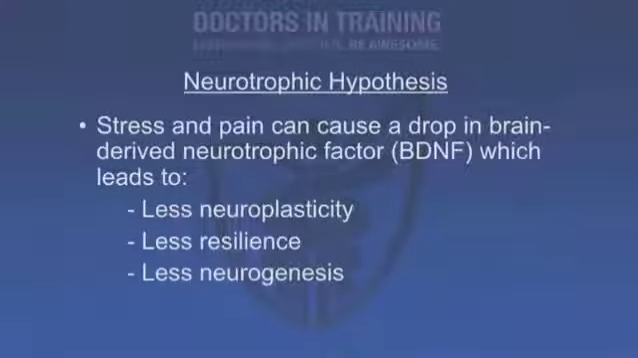Stress and pain can cause a drop in brain-derived neurotrophic factor, also called BDNF. This drop in BDNF is going to lead to less neuroplasticity, less resilience, and less neurogenesis. It's hypothesized that this leads to atrophic structural changes in areas of the brain responsible for memory, learning, and emotion. These areas of atrophy are observed on imaging studies in depressed patients. This hypothesis believes that effective antidepressant therapies will increase neurogenesis and synaptic connectivity.